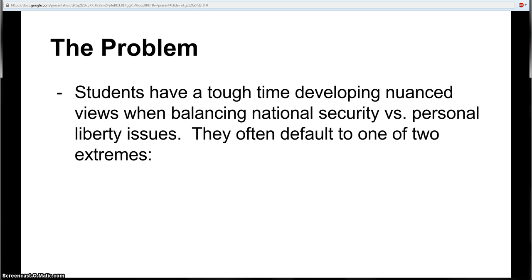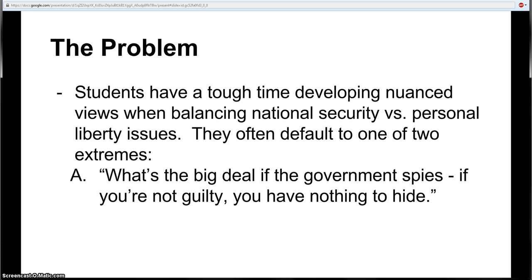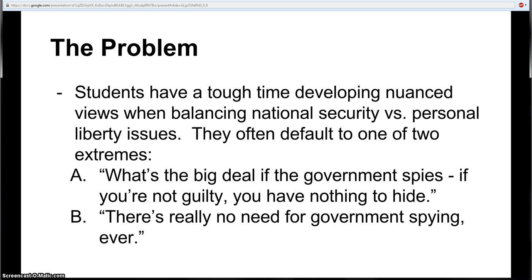They often default to one of two extremes. Either, what's the big deal if the government spies? If you're not guilty, you have nothing to hide. Or, there's really no need for government spying ever.